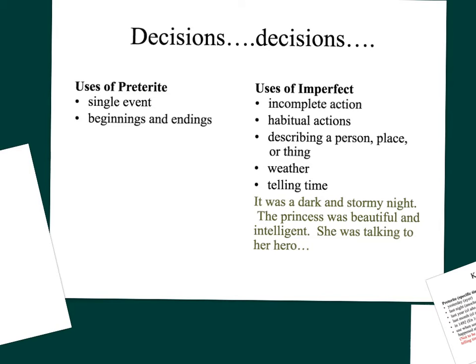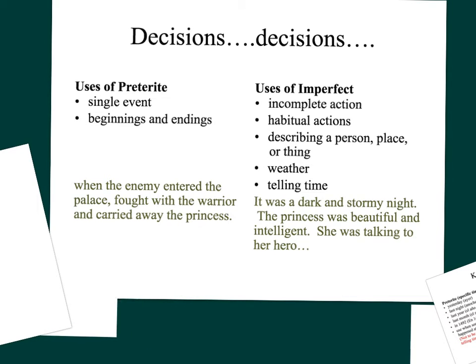For the preterite, however, we might have an interrupted action when the enemy entered the palace, fought with the warrior, and carried away the princess. All of these are single events and a series of single events.